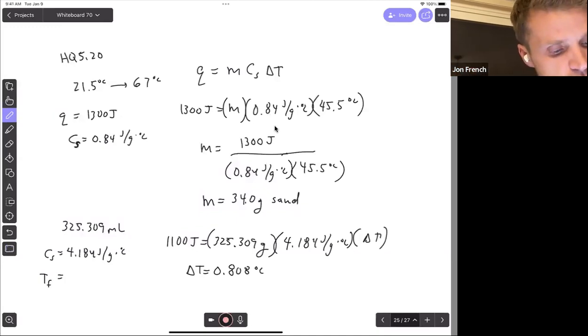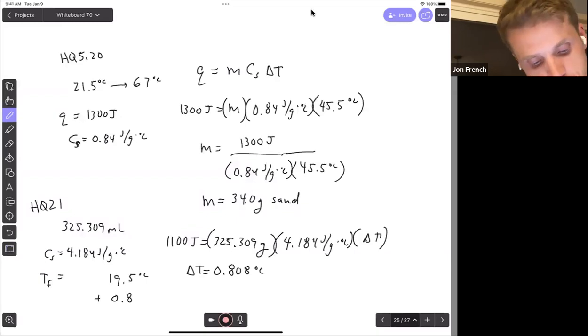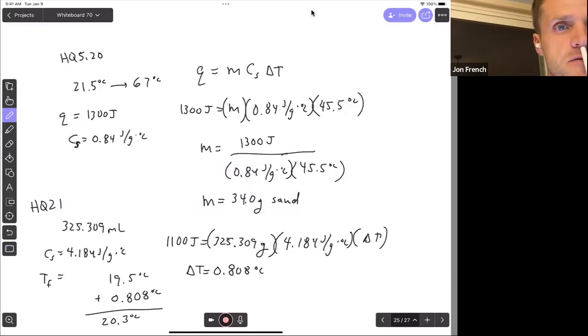That's my change. Yeah, we're working on question 21. My initial temperature is 19.5 degrees Celsius. We're going to go up 0.8 degrees more, right? So we're just going to have 20.3 degrees Celsius be our final temperature.